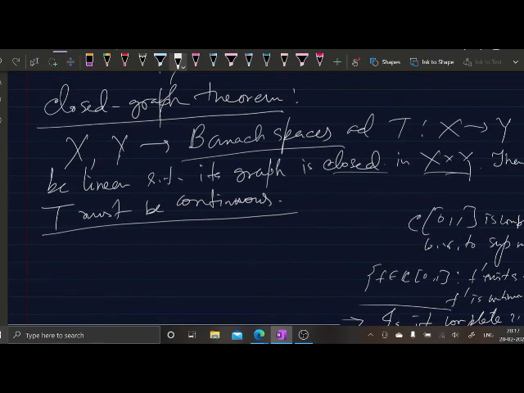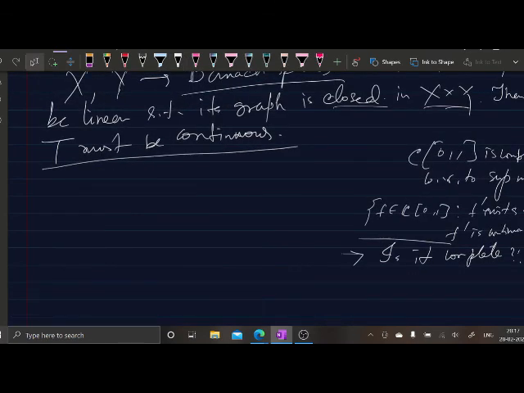Okay. So what is the proof of this theorem, the closed graph theorem?